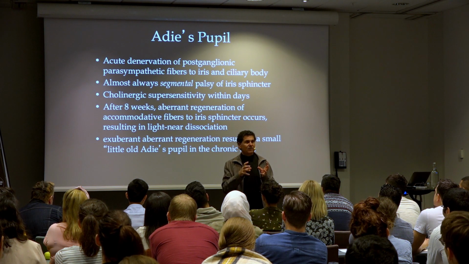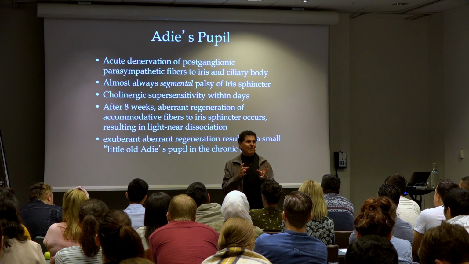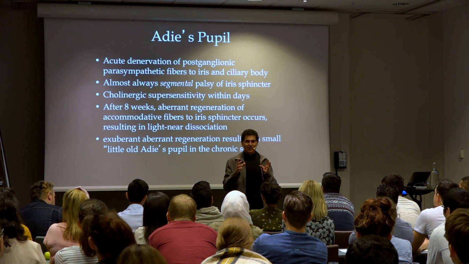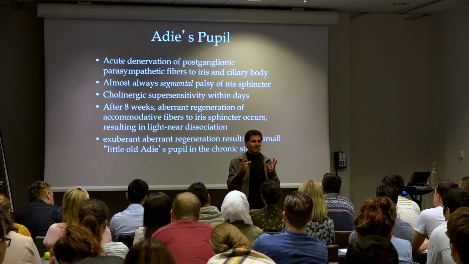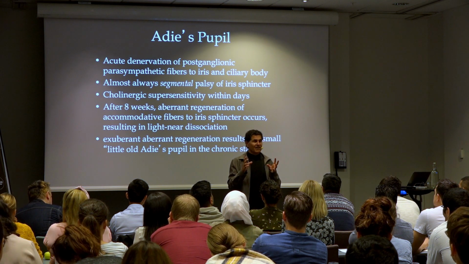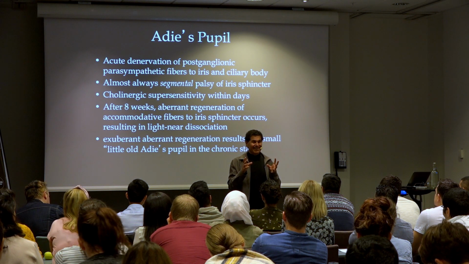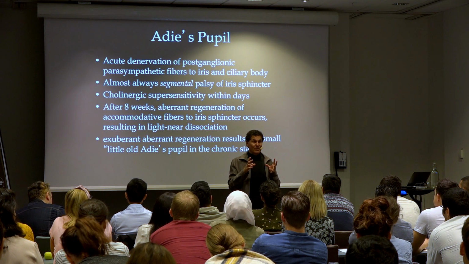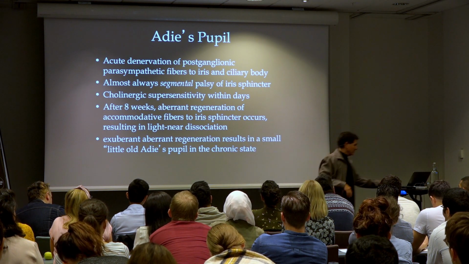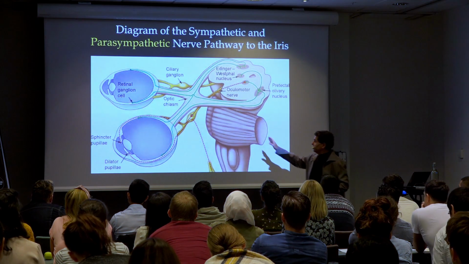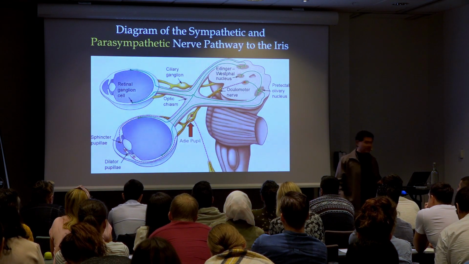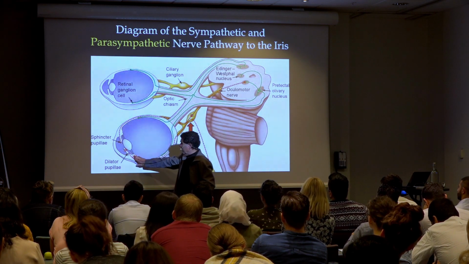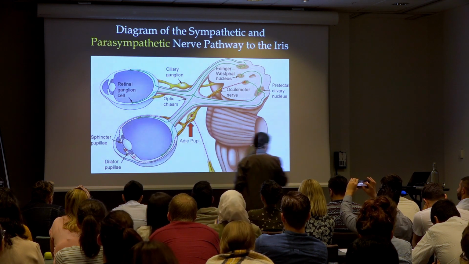So when you get a light near dissociation in Adie's, it doesn't happen right away. It starts at about 8 weeks. So if you see a light near dissociation in the context of an isolated efferent defect in an Adie's, it's not acute, right? Acute, you'll affect both accommodation and pupil, and you won't get any reaction to light or near. And so just remember the location of the lesion is in the ciliary ganglion, and you're affecting both the accommodative fibers and the sphincter muscle.